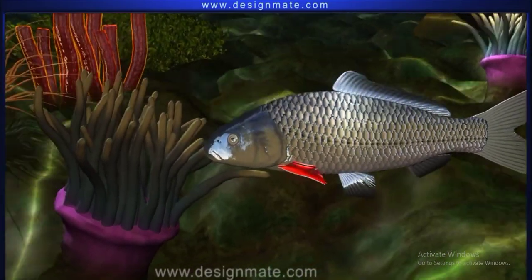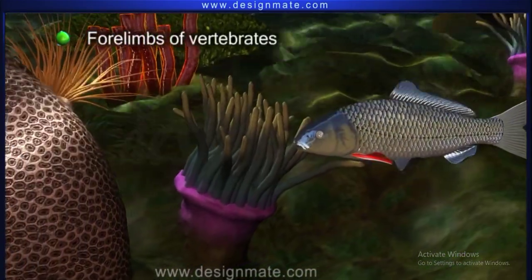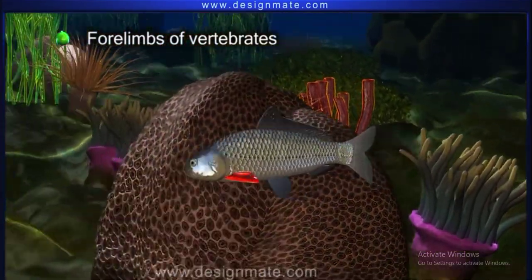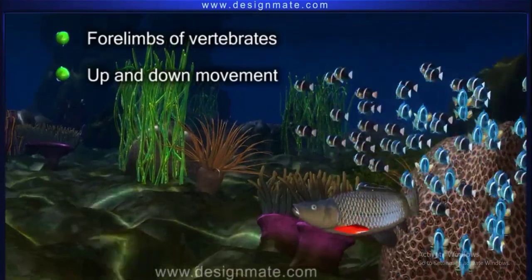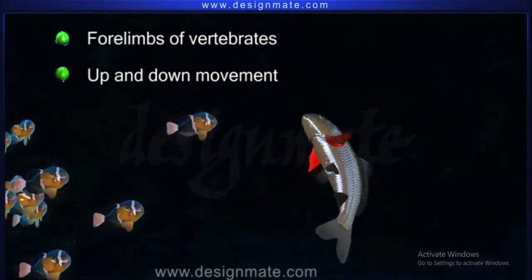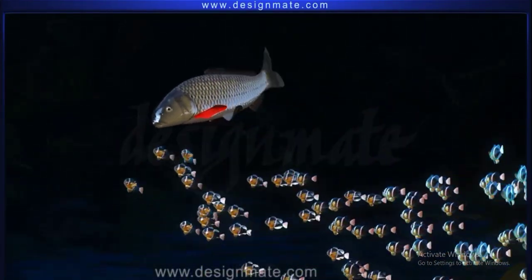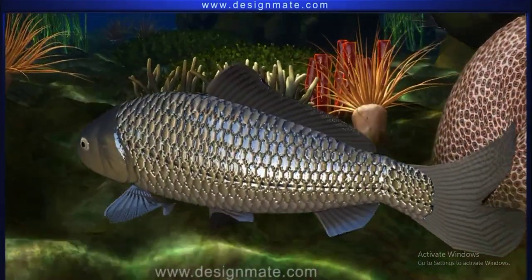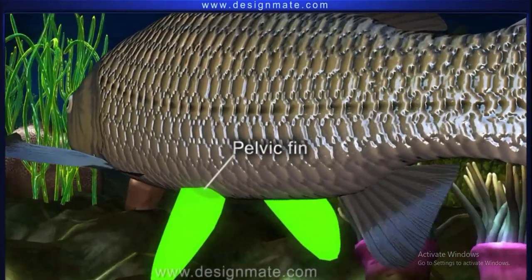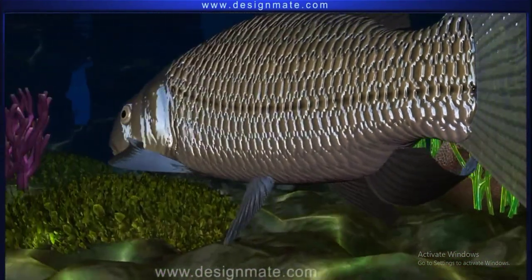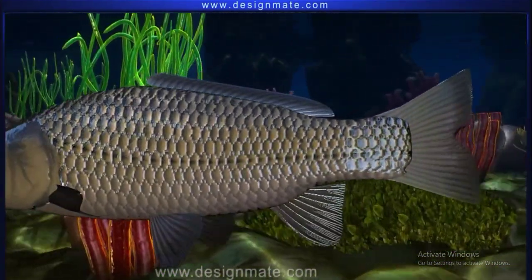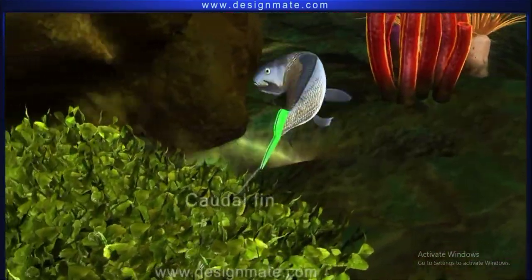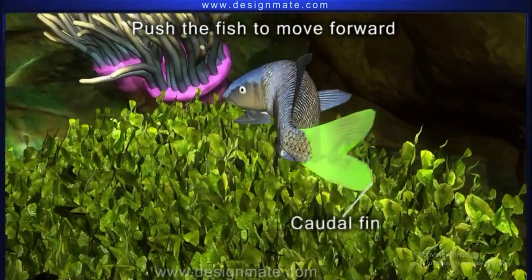The pectoral fins correspond to the forelimbs of the vertebrates and are used for up and down movement and help the fish swim. The pelvic fins correspond to the hind limbs and are used as brakes. They also assist in the up and down movement of the fish. The caudal fin pushes the fish to move forward.